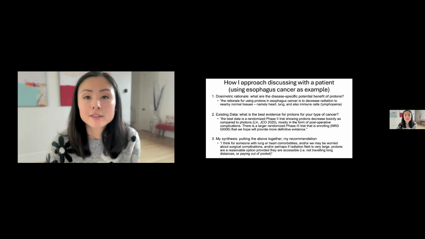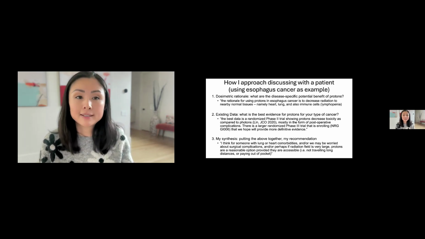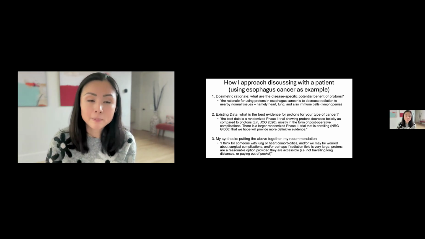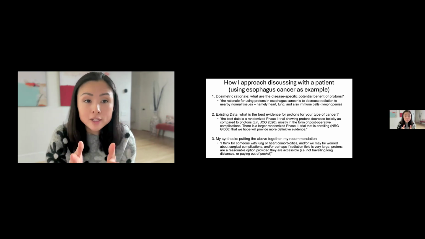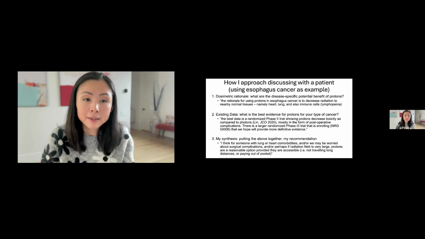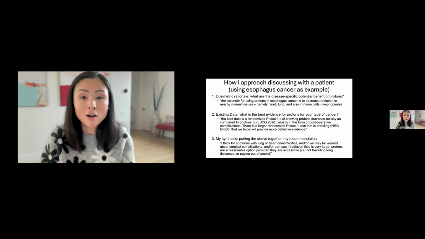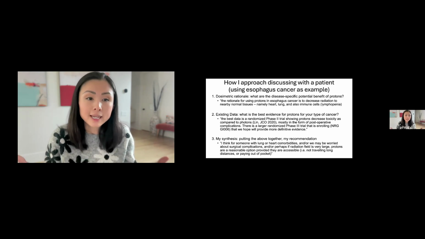So how do I approach discussing with a patient if they ask me, hey, what do you think about protons? I approach it through three sections, and I'll use esophagus cancer as an example. First, I talk about the dosimetric rationale. What are the disease-specific potential benefits of protons for your type of cancer? For an esophagus cancer patient, I would say the rationale for using protons is to decrease radiation to nearby normal tissues. For an esophagus case, that's the heart and lungs, and also immune cells. We know that excess radiation can cause lymphopenia. That would be the first thing I say: why would we even use protons anyway?